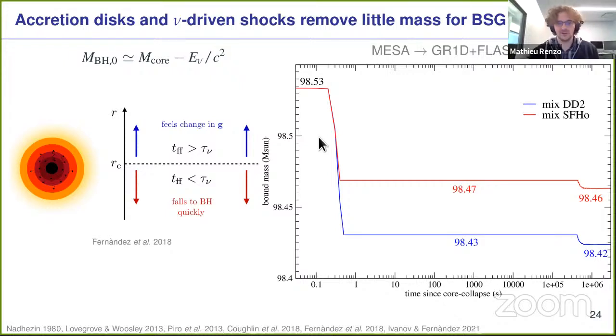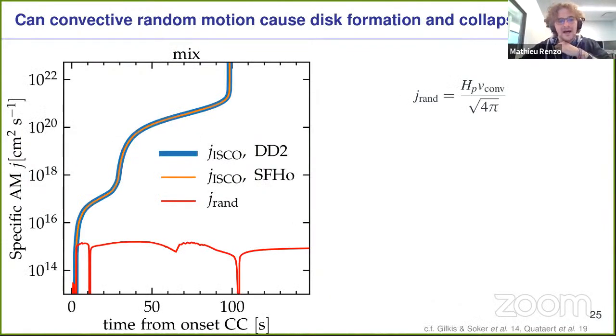The other thing that I can test is whether there is enough rotation in my models to power an explosion. And my models, I remind you, are non-rotating, or neglect rotation. But even if you're non-rotating, in the convective regions, there can be blobs of matter that carry some angular momentum stochastically. And can this angular momentum power an explosion? So here you're seeing the random angular momentum that is stored in these convective regions in red as a function of the time that it would take for that region to fall on the black hole.